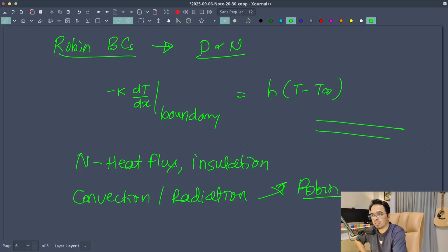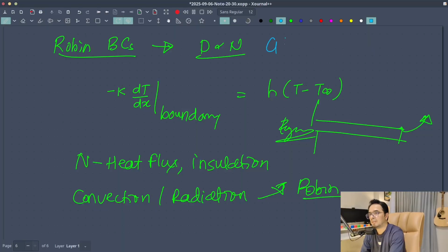So suppose we have a fin like this, whose end is exposed to the atmosphere, and this fin is connected to, say, an engine or a motor, Robin boundary condition captures the convection that is happening at the end perfectly well. And this is the representation of that case. At one end we have a Neumann boundary condition, at the other end we have a Dirichlet boundary condition. Again, for handling this, you can use the ghost point approach. It will work perfectly fine.